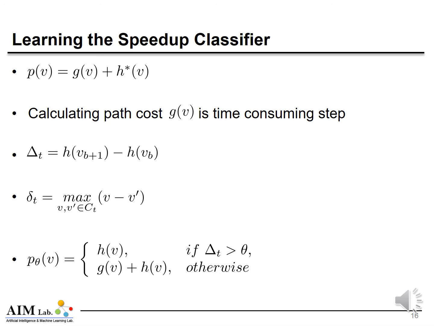Let's define the heuristic gap, large delta T, as the difference between the heuristic value of node V and its successor, and define the path cost gap, small delta T, as the max difference between nodes. They assumed that if the heuristic gap is bigger than the path cost gap, then using only the heuristic function to select the beam BT will give the same set of nodes. And the path cost gap is approximated by an empirical parameter theta because computing it is computationally expensive. So finally, the priority function is defined as below.